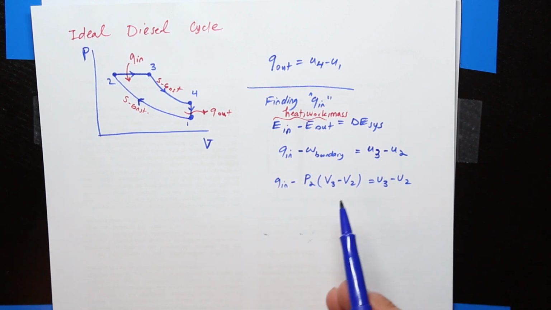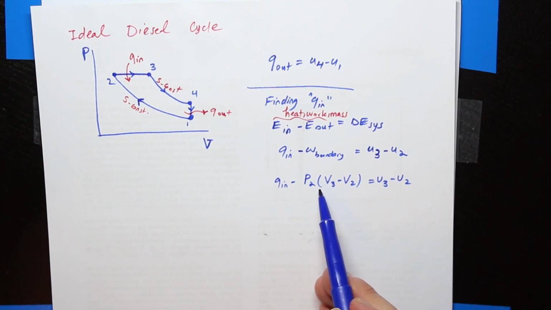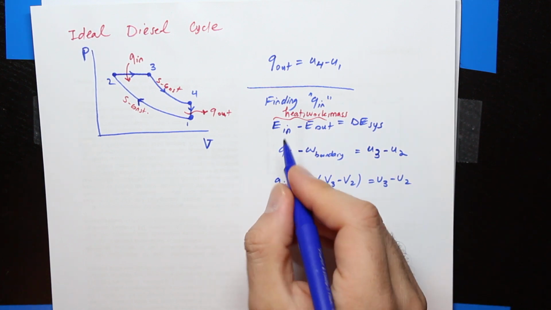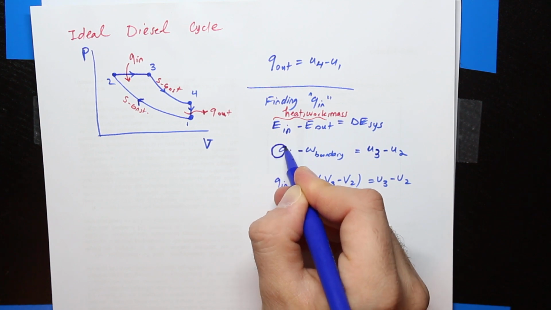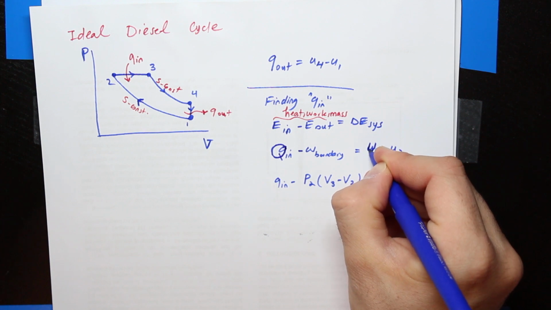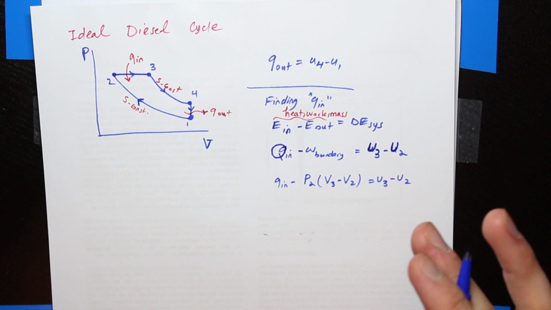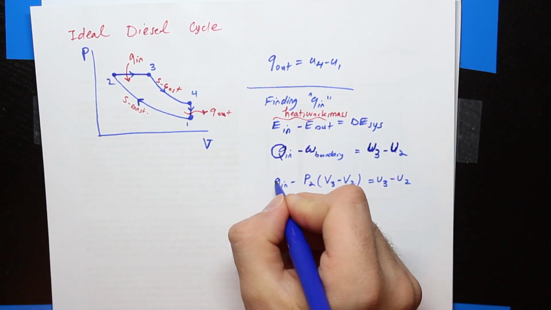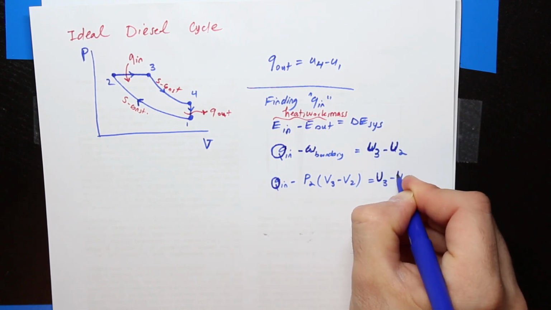The thing is, if this is volume, not the specific volume, that means my total unit is in kilojoules. So if I want to be consistent with my previous notes, this should be capital Q in, and this should be uppercase U's. This is just to have the same unit for all the different terms. Same thing here, this should be uppercase Q and this should be uppercase U's.